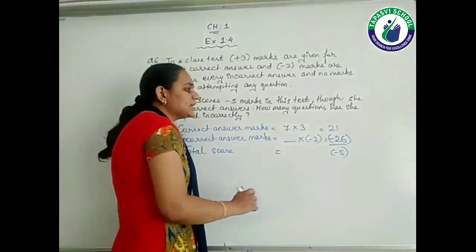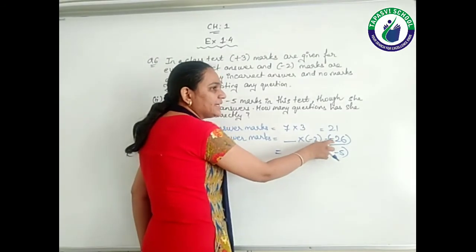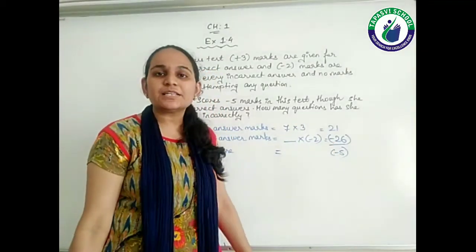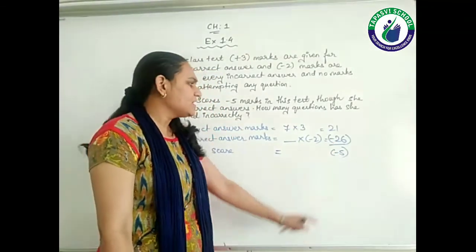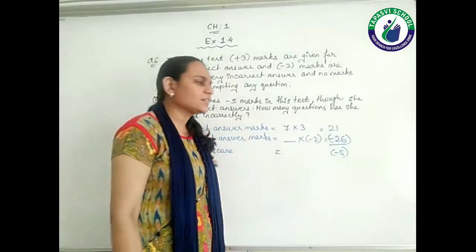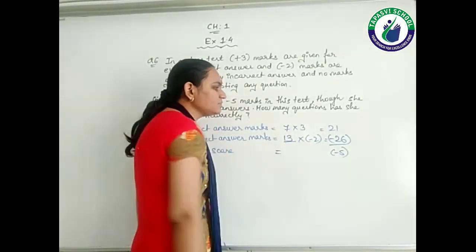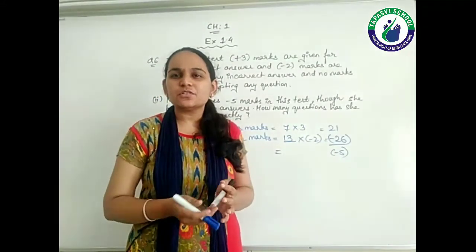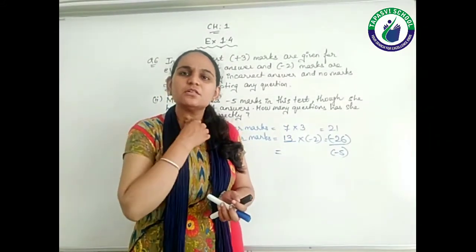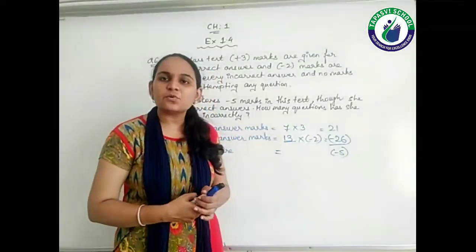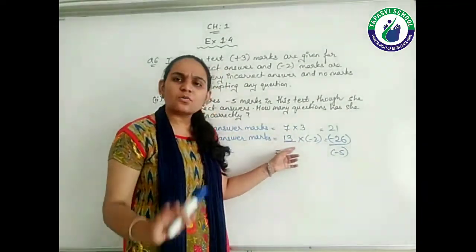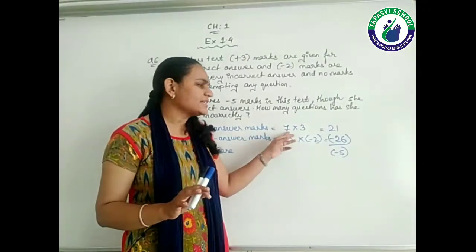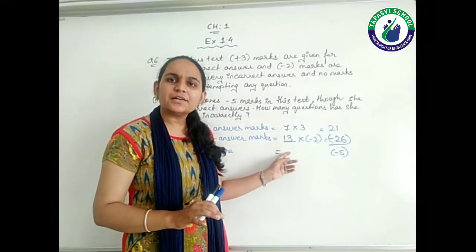Now see, if here the incorrect answer marks are minus 26, we can get the number of questions very easily. Just 26 divided by 2, so you get 13 questions. In all, the paper was of only 20 questions. You can get it in Radhika's question also. The same you can get in Mohini's question also. So total questions were 20.